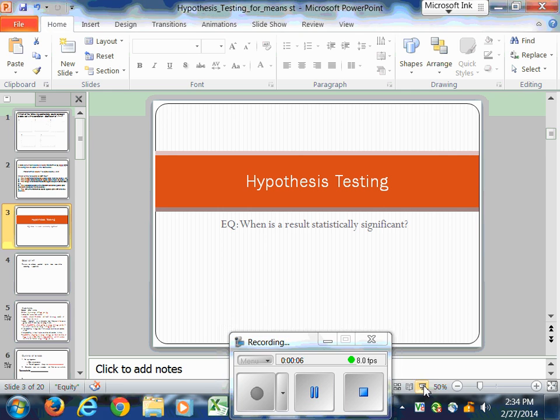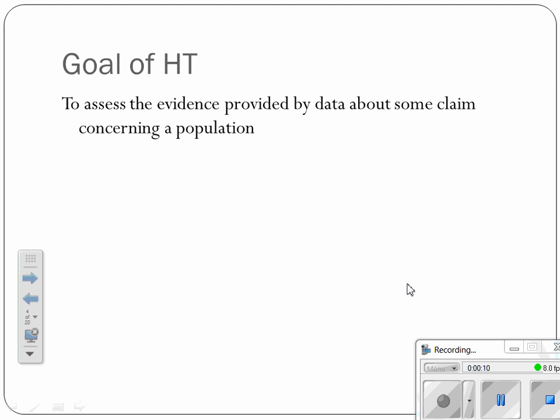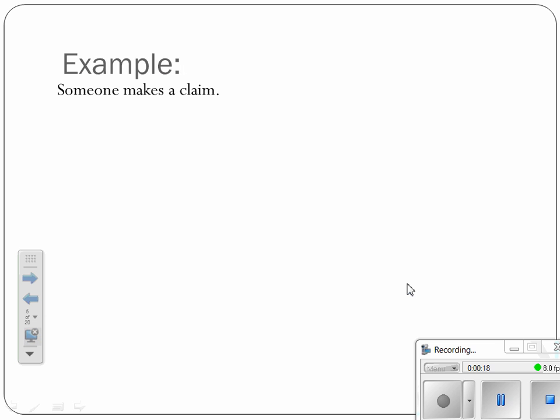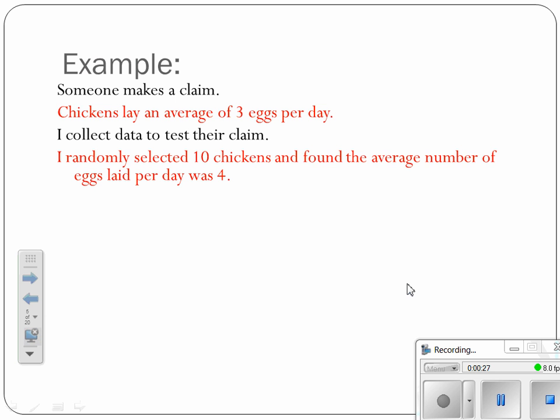Take a look at hypothesis testing and how these things work. Just a quick rundown. The goal of a hypothesis test is to assess evidence about some claim that's being made about a population. Here's an example. Somebody makes a claim like chickens lay 3 eggs a day. Maybe I don't think they're right, so I'll collect some data. I randomly select 10 chickens and they averaged 4 eggs per day.